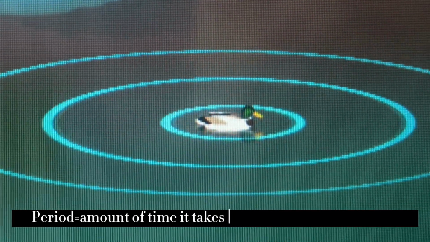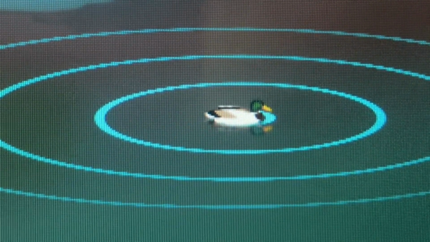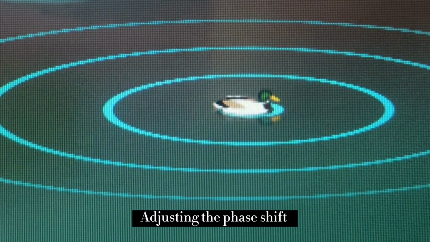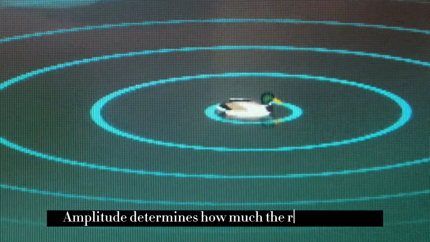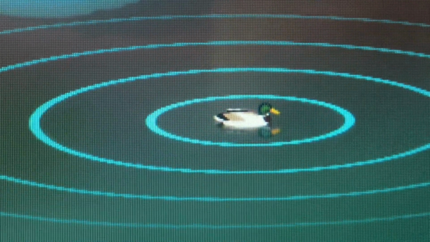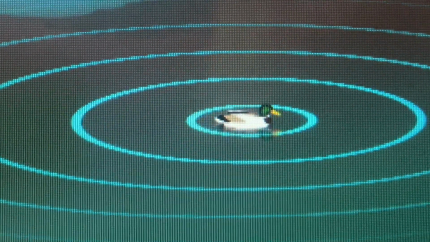The period is the amount of time it takes from one ripple to the next, which spreads out the ripples horizontally, adjusting the phase shift. The amplitude determines how much the ripple moves, so if the amplitude is lower, the ripple has a lesser effect than one of bigger amplitude.